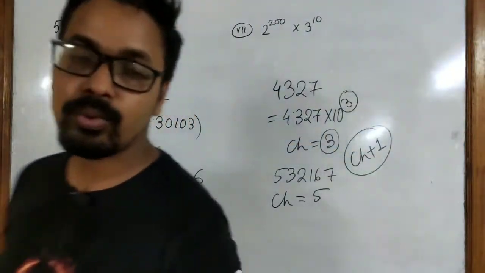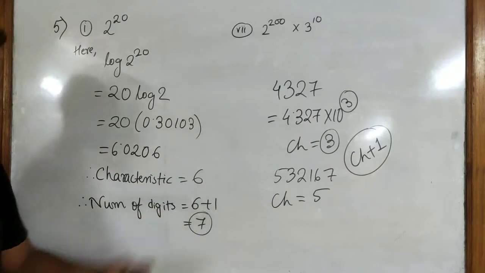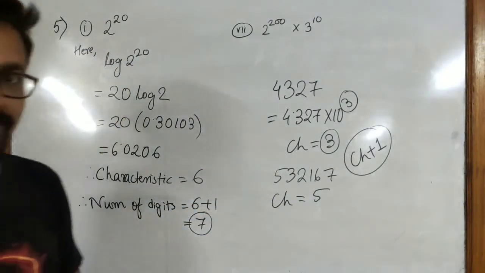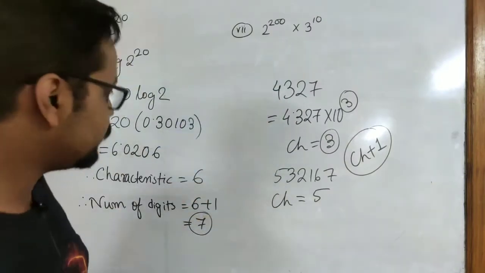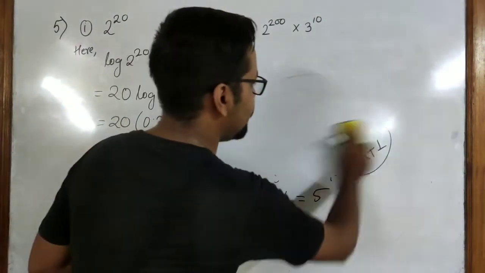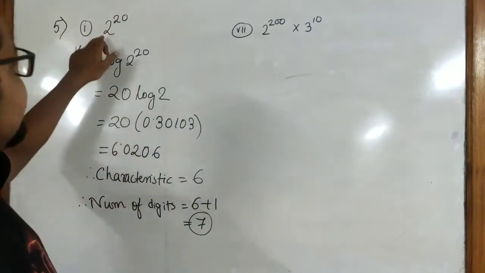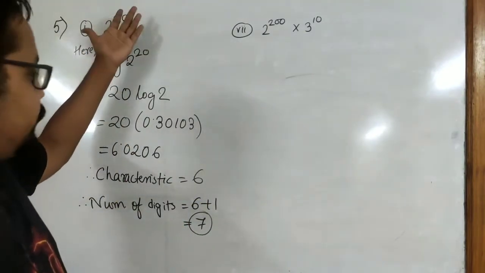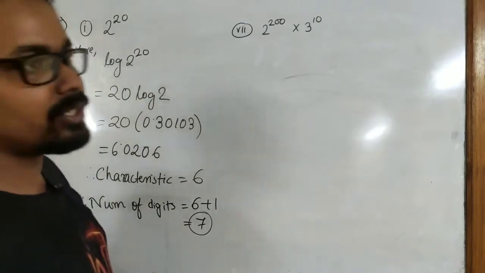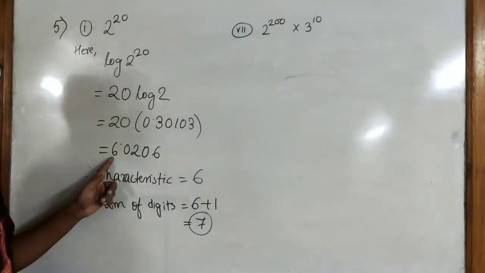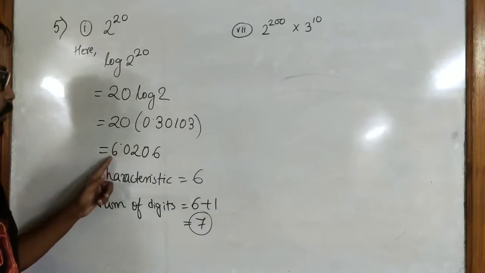So in 2 to the power 20, the characteristic is 6. If you add 1 to this number, then you get the number of digits, that is 7. So I hope you understood. Let's move on to this one. It is a bit different, because everything between 1 and 6 is the same: they are given one exponent value. You have to find the characteristic. The moment you find the characteristic, add 1 to it and you will get the value. Which one is the characteristic? The digit before the decimal point will give you the characteristic.